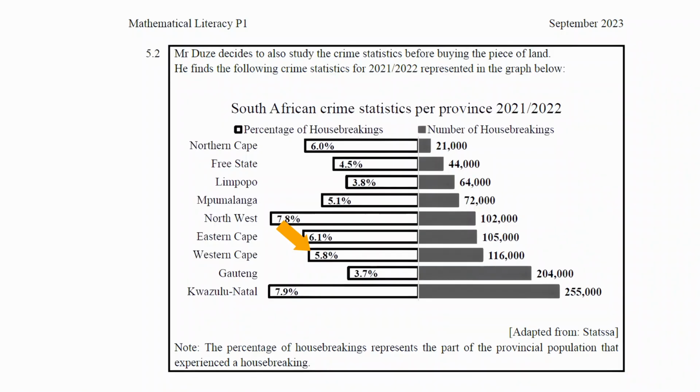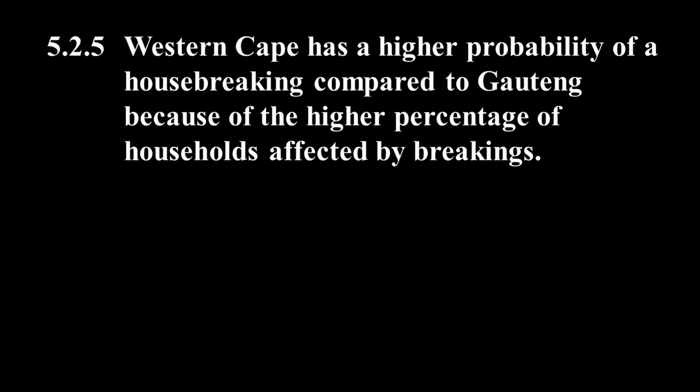We can see it here by comparing the percentage of house break-ins. There is a 5.8% chance of a house break-in in the Western Cape compared to a house break-in of 3.7% in Gauteng. That's a 2.1% greater chance of a house break-in in the Western Cape compared to Gauteng. Therefore, we have to comment that the Western Cape has a higher probability of a house break-in compared to Gauteng because of the higher percentage of households affected by break-ins.